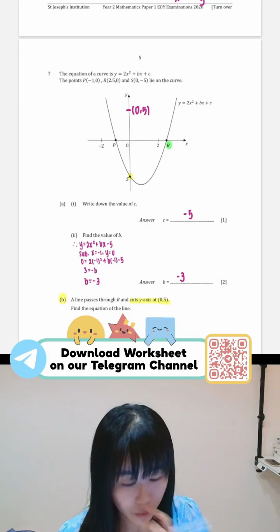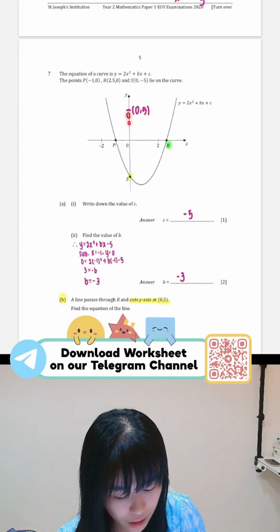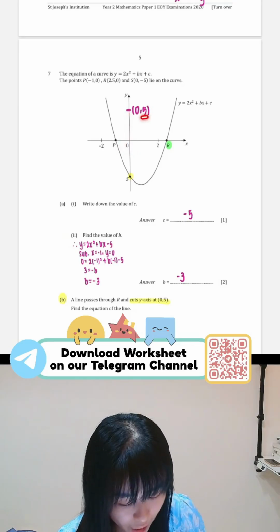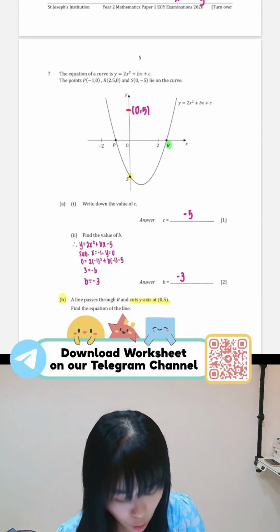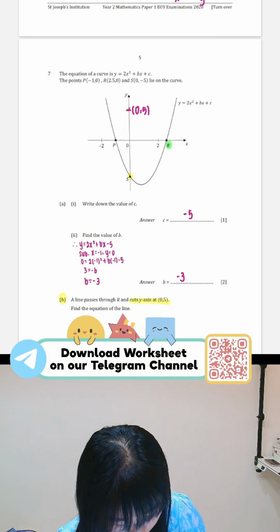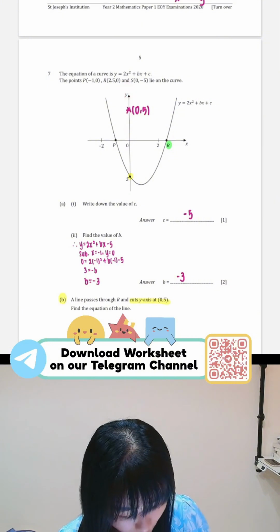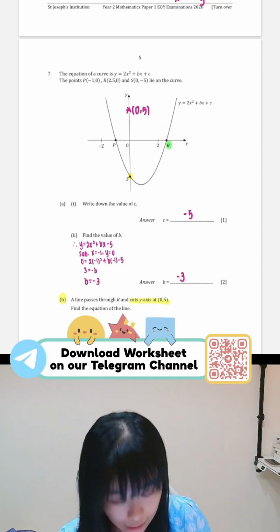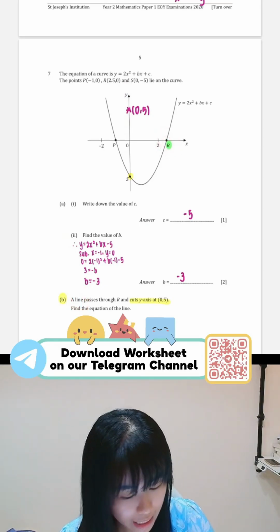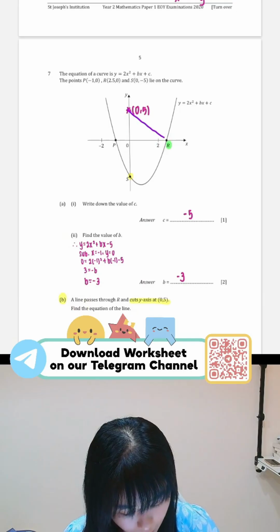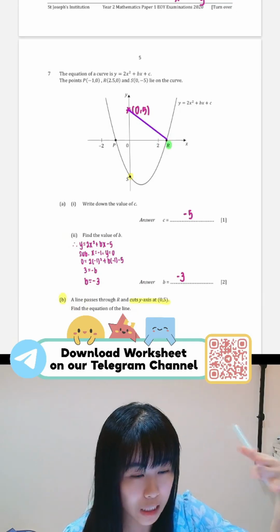How do I know it's 0? Because x is 0 here. Then y is 5, you go like 1, 2, 3, 4, 5 like this. So it passes through this point at the y-axis, because this is your y-axis. And it passes through R as well. And they say that it's a line, so you know that it must be a downward sloping line.